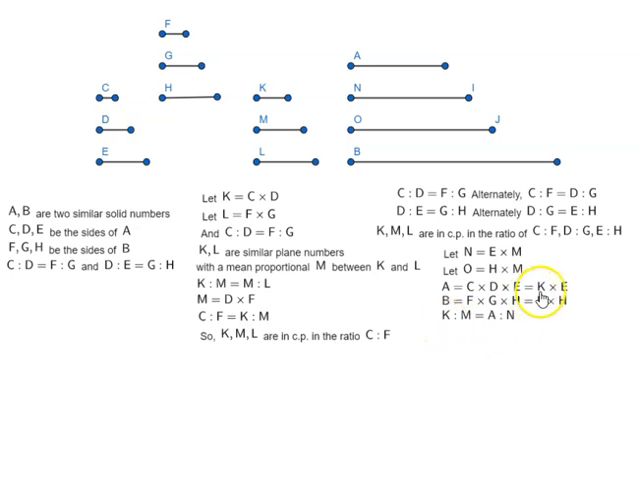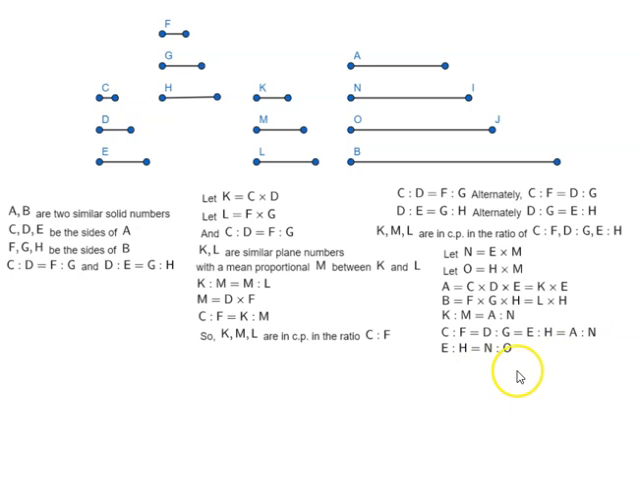So now we can say K is to M is equal to A is to N. How? Because K measures A E times and M measures N E times. So K is to M equal to A is to N. So which means C is to F equal to D is to G equal to E is to H is equal to A is to N. We can write that as well. Actually, we could have added K is to M also.